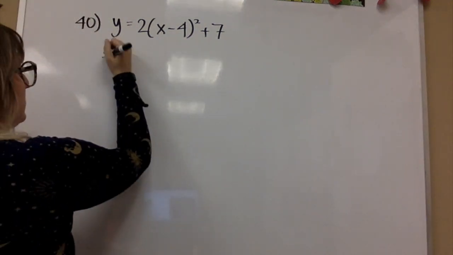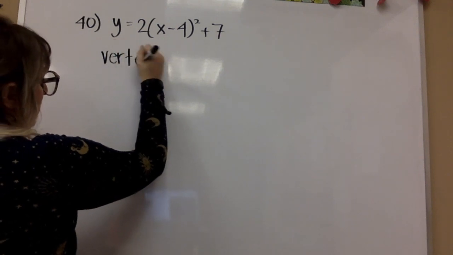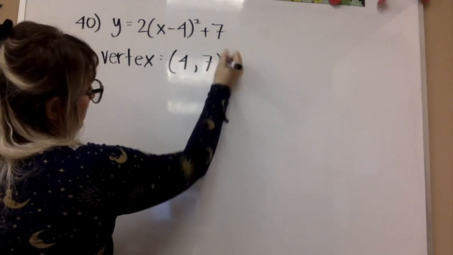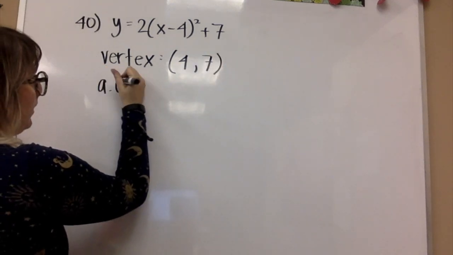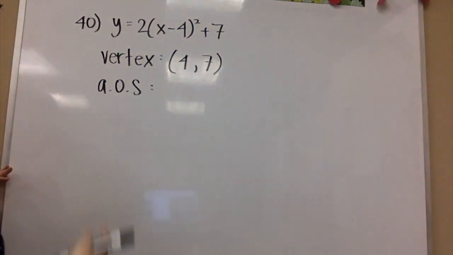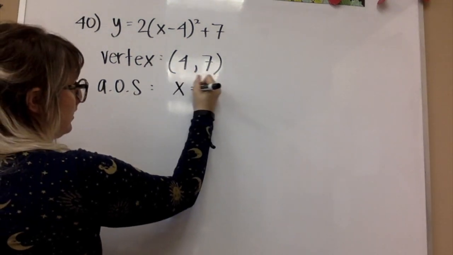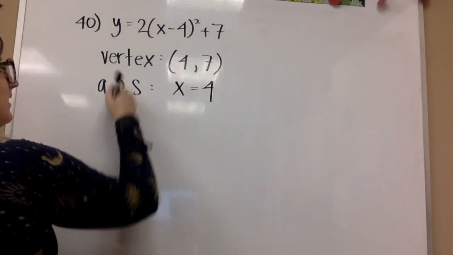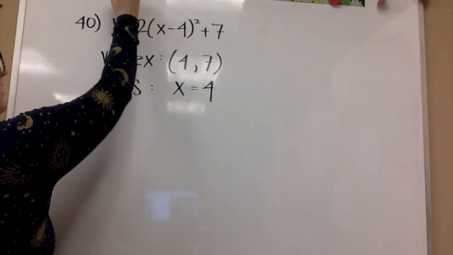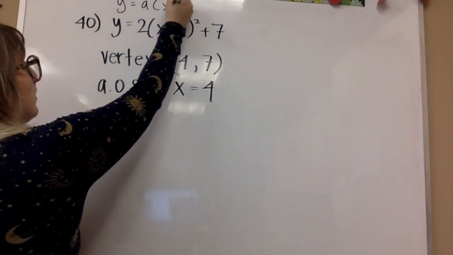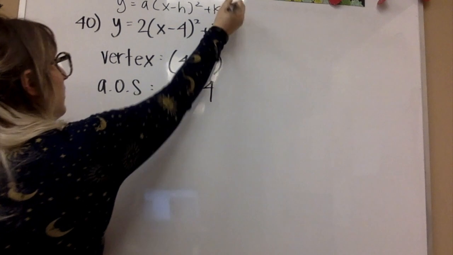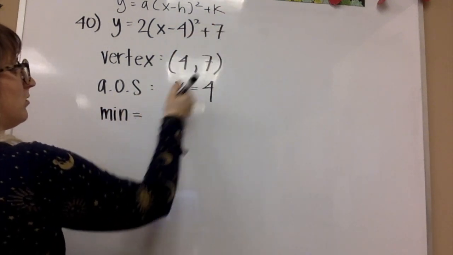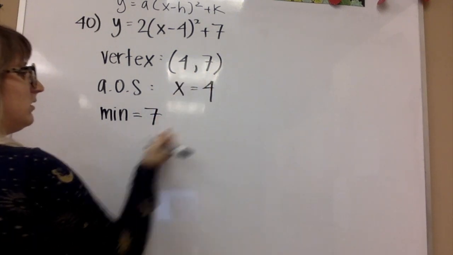So first we're going to do our vertex. So a vertex, remember, is your h comma k. So that's 4 comma 7. Our equation for our axis of symmetry relies on our x value, so you write it as x equals 4. This graph, because the a value is positive in the vertex form, is going to be a minimum. So you write min equals our y value.